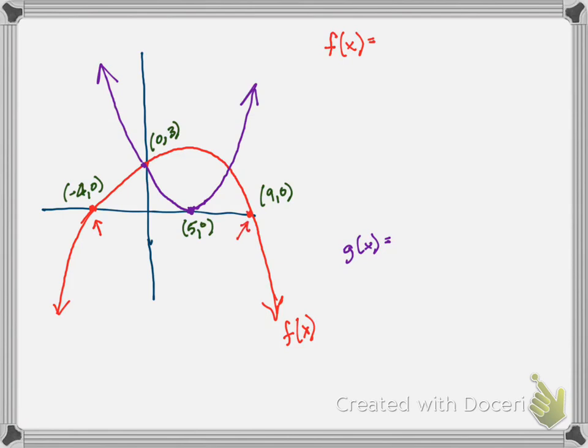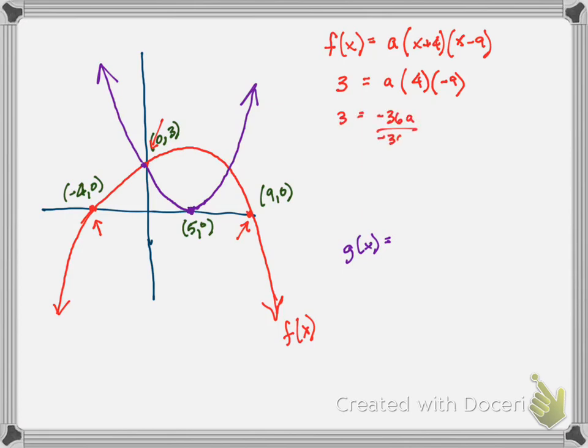So we know that f of x is equal to some a value, unknown a, which we're going to find, times the quantity x plus 4 times the quantity x minus 9. Now we use the other ordered pair, which in this case is (0, 3), substitute those x and y values, input and output, to solve for a. So y is 3, a is unknown, and x is 0. And so I've got (0 plus 4)(0 minus 9), so 4 times -9 times a is equal to 3.